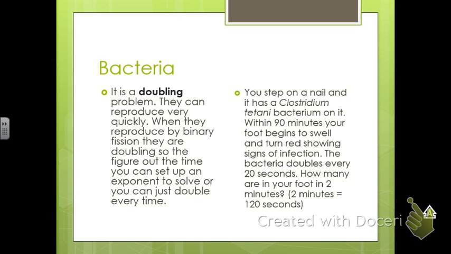So imagine this: you step on a nail, and it has the tetanus bacteria on it. Within 90 minutes your foot is swelling and red, showing signs of infection from this puncture wound. So let's think about this. If the bacteria are doubling every 20 seconds, how many bacteria are now in your foot in just 2 minutes? And remember, 2 minutes is equal to 120 seconds. So think about that for a minute. Remember, it's a doubling problem, so I can go 2 to the whatever exponent for how many times it's doubled to solve my problem. So we'll pause here and do that problem.